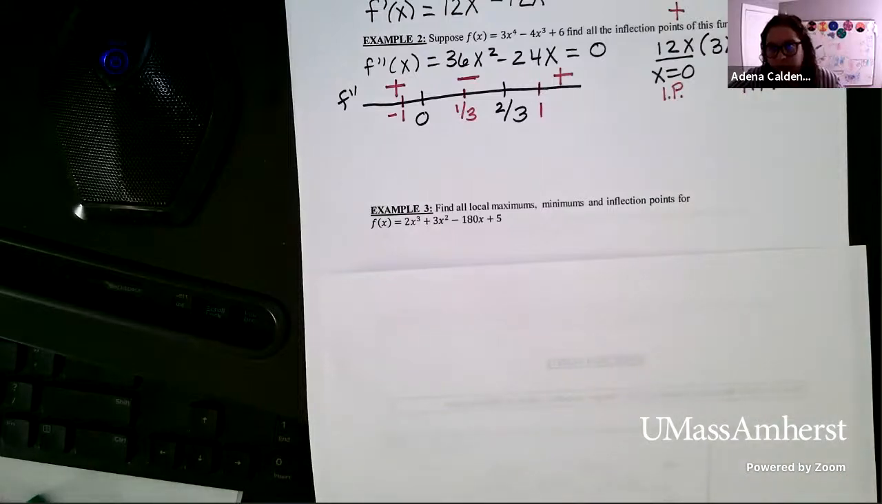Think back to what we did on Tuesday about finding critical points to help us find the local maxes and mins, and then the second derivative to tie in the work we're doing today to find inflection points. Okay, so take about 3 minutes and then we'll go through it together.